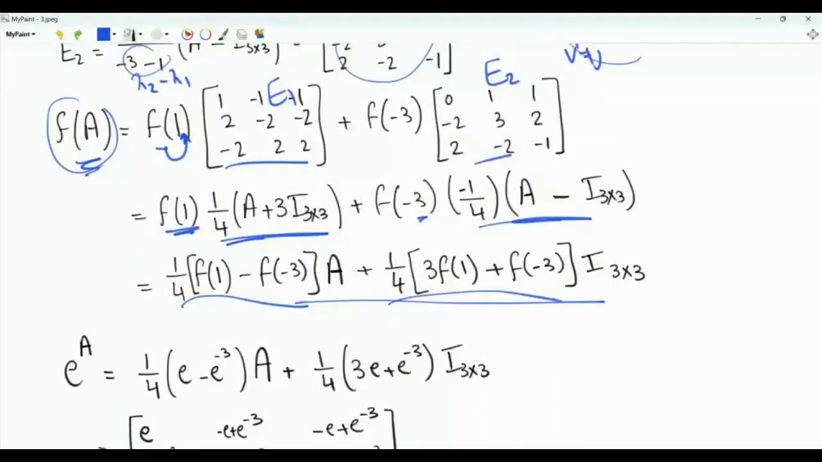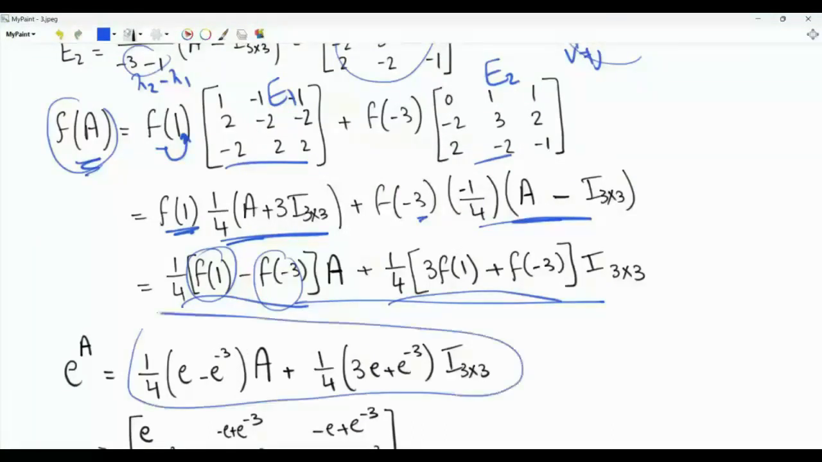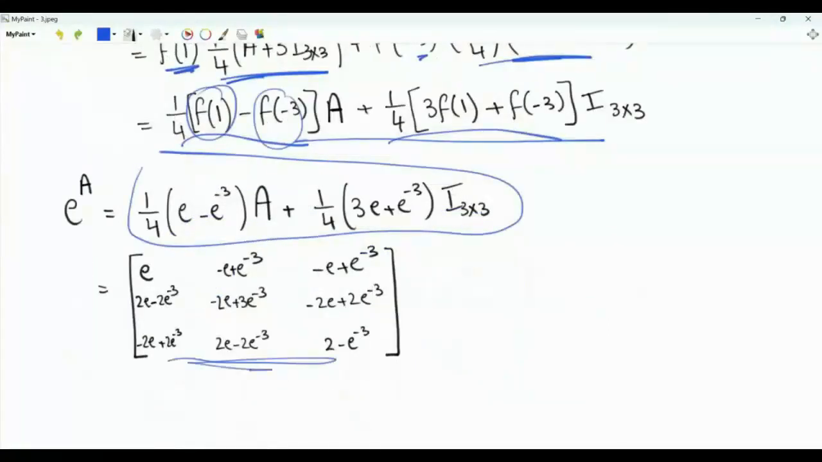If f is the exponential function, then f of 1 is e to the power 1, and f of minus 3 is e to the minus 3. And this is e to the power A. It is polynomial in A. And these are the elements of the 3 by 3 matrix e to the power A.